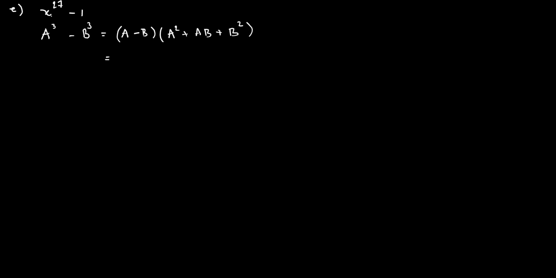So if this is a to the power of 3, well, what's a then? Well, a would be x to the power of 9. That's a, because x to the power of 9 to the power of 3 would give you x to the power of 27. Okay, and b is just 1, so you're going to find minus 1.